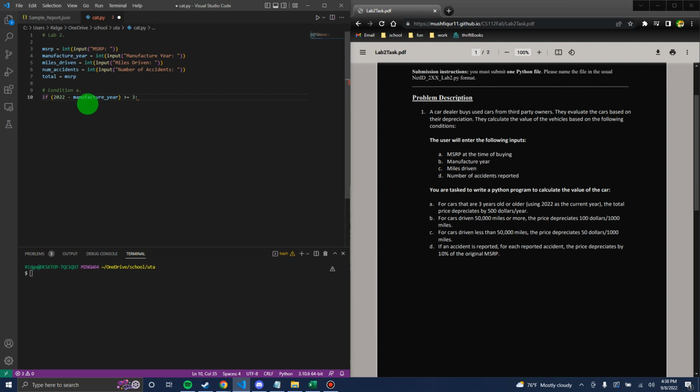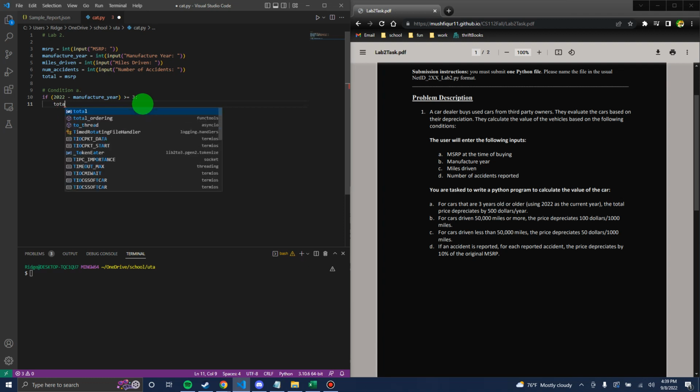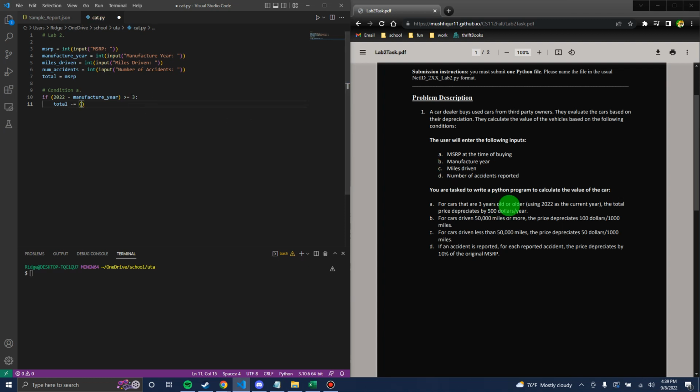The reason I'm wrapping this in parentheses is just to be safe. Even if it's just one operation happening, I always put it in parentheses to be safe, and it's also easier to read. This is where the math begins. I'm going to say total minus equals, and then our amplifier is going to be 500 a year. So I'm going to take that 500 and multiply it by, essentially, what I have right here. So I'm just going to copy and paste it.